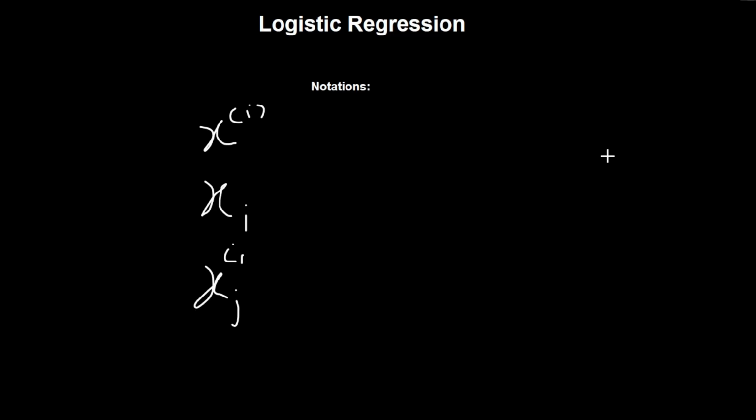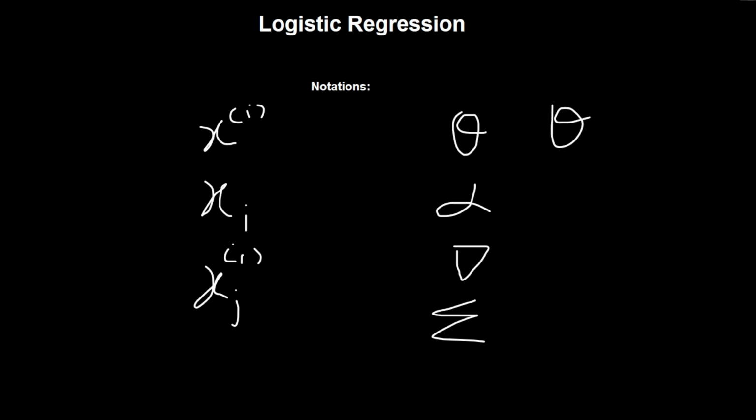The next thing is theta. Theta is nothing but the parameter vector, or these are the values which the model learns.